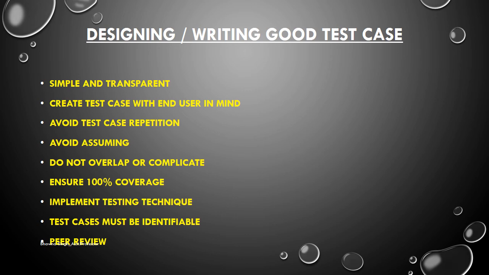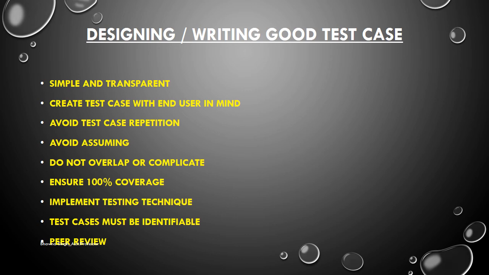Then the next is implement testing techniques. The testing techniques that we are implementing must be used for effective testing, and they must be used efficiently by the users. Then the next we have test cases must be identifiable. That means whatever test cases we are designing should have a particular ID and a particular name, such that they are identified easily while we are tracking the defects or the software requirements at later stages. So we should use some names and some IDs for these test cases.